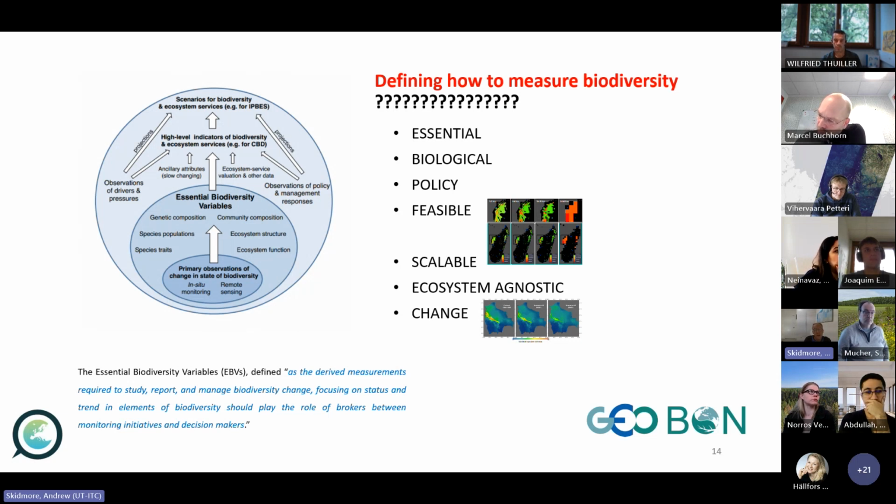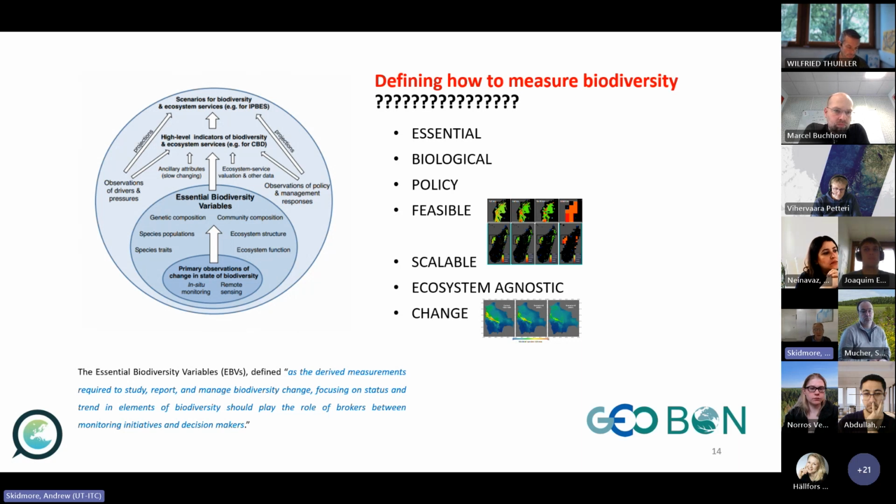Now, this is the original figure here from Pereira's paper. And what you see is that you've got these primary observations of change in biodiversity, which is the in situ, the point-based model at points, and the remote sensing. And then you come to the essential biodiversity variables. And what's important here is that there are these 6 what are called EBV classes: genetic composition, species populations, species traits, community composition, ecosystem structure, and ecosystem function.